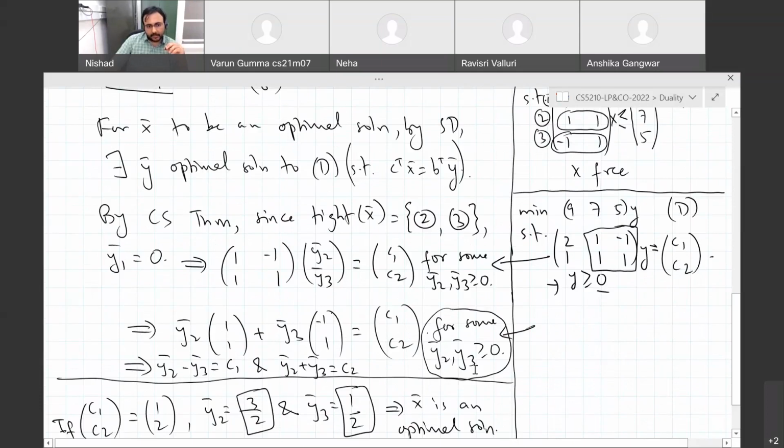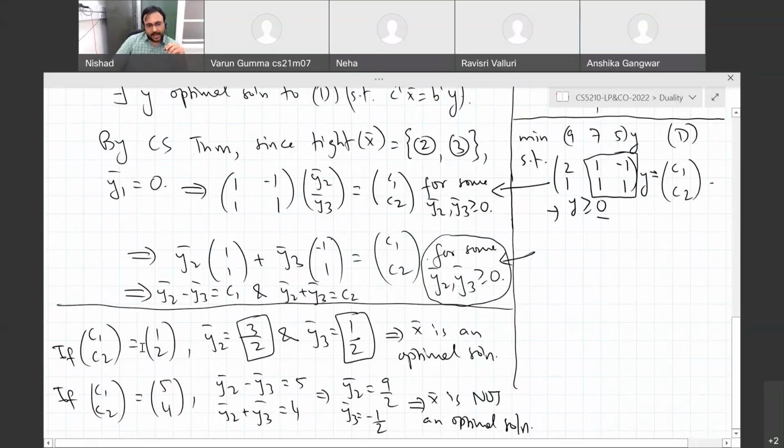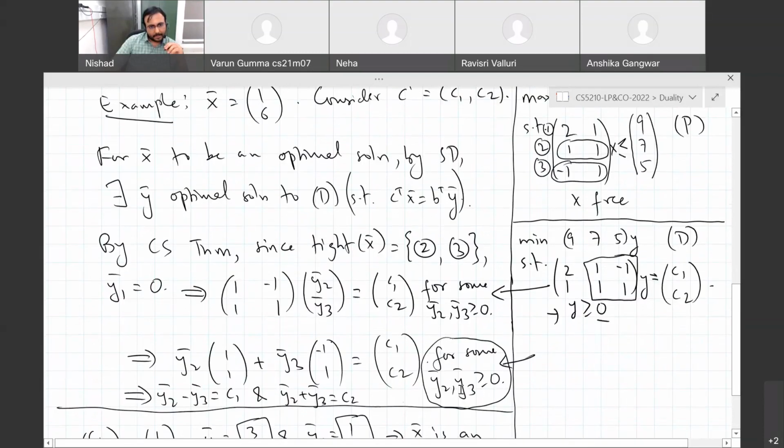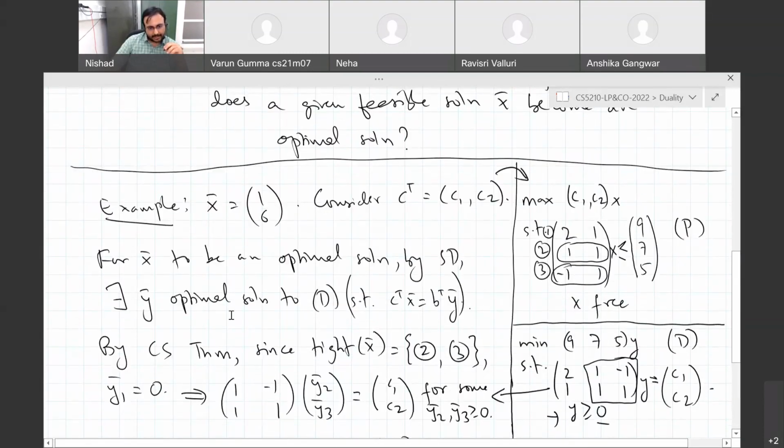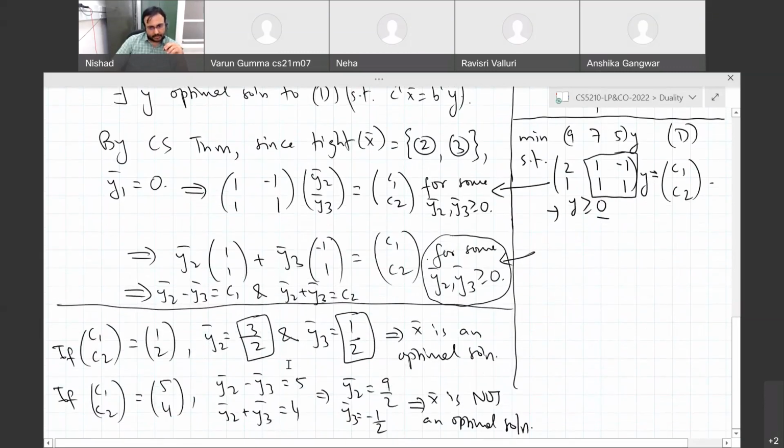Right? So if you are able to write down the objective function as the non-negative linear combination of the rows corresponding to the tight constraints, then for those choices of the objective function, your solution x bar will become an optimal solution. And otherwise, it will not be an optimal solution. Does that make sense? Does everybody see what happened here? We simply applied complementary slackness and we arrived at this conclusion.